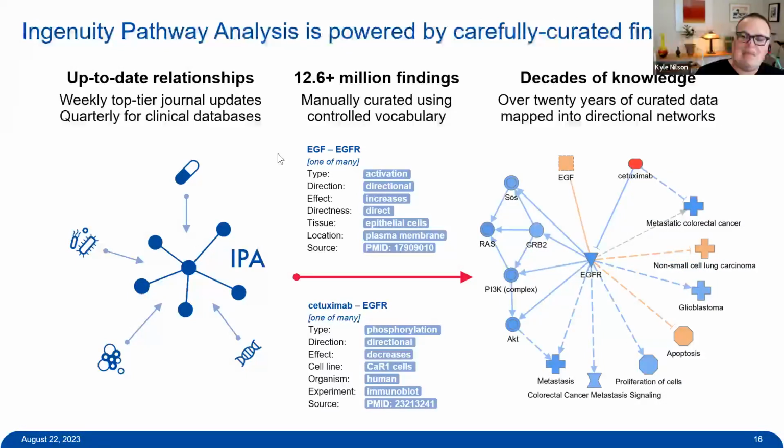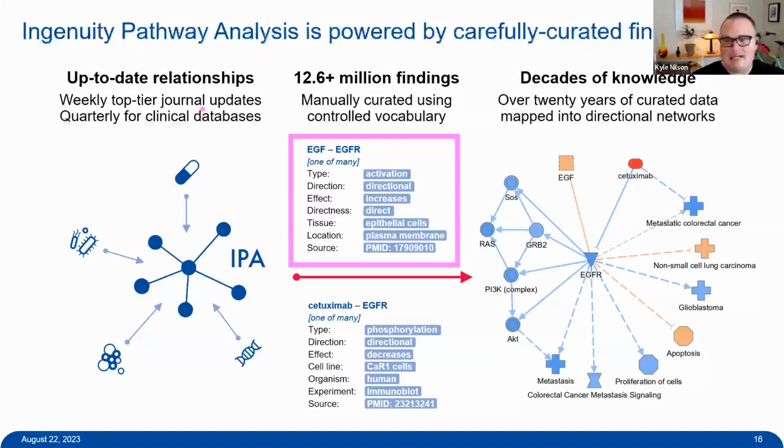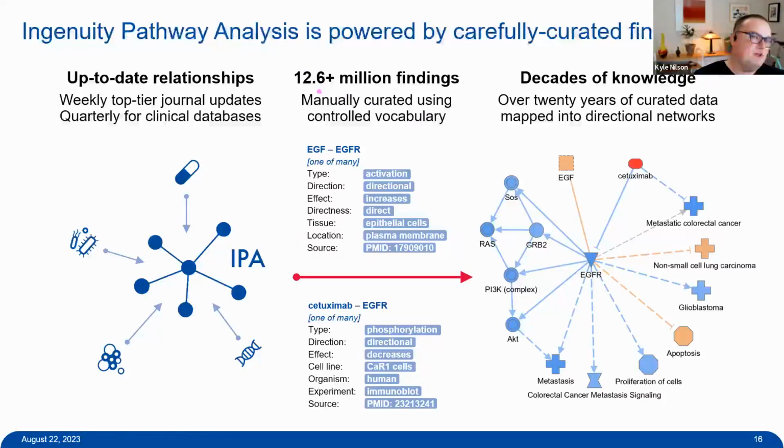Just to reiterate what IPA is backed on, we make sure that we have a continuously updated knowledge base of all of these relationship findings, of all of these individual pieces of information that happen to come out in journal articles. And we update these relationships on a weekly basis for publications, as well as on a quarterly basis for things that show up in clinical databases. Ultimately, that means that we have over 12.6 million findings powering this knowledge graph.